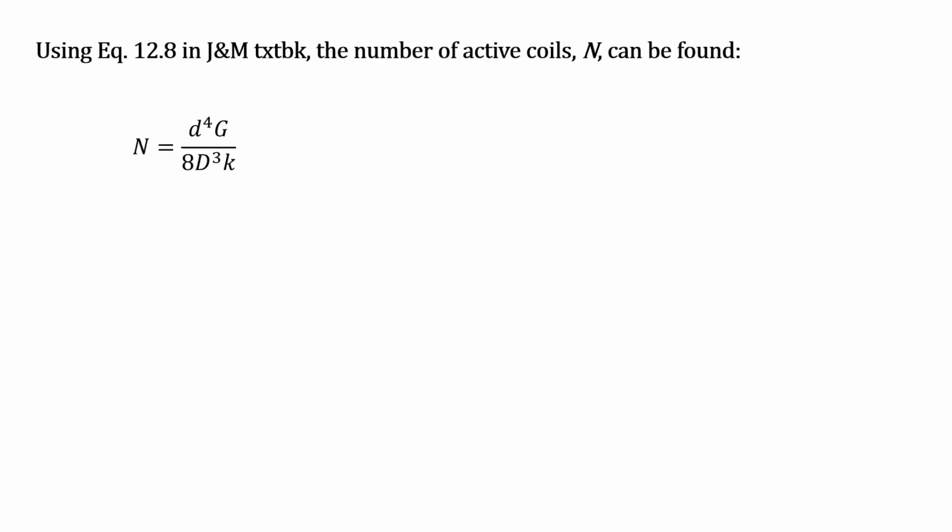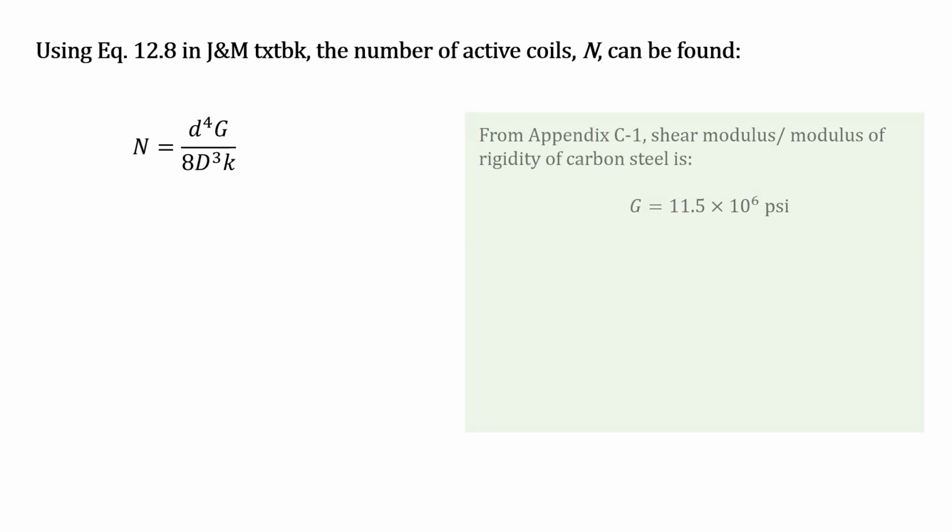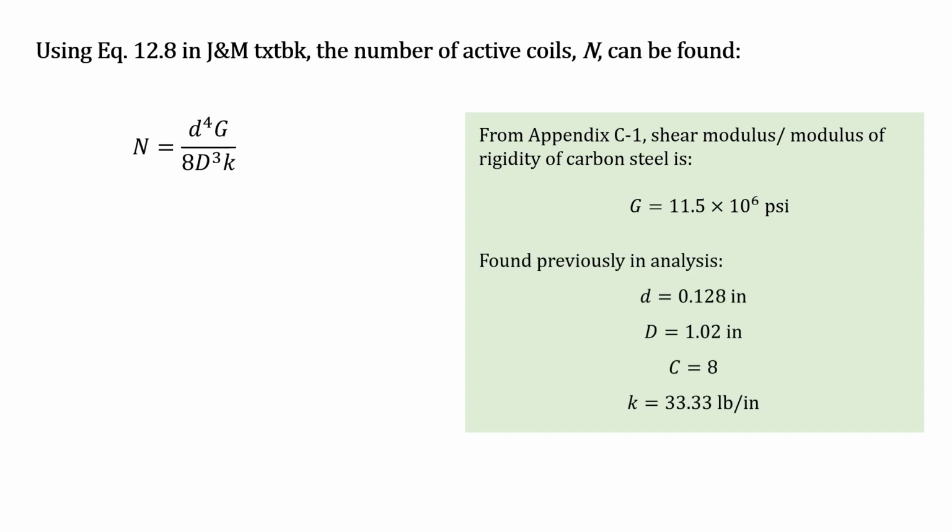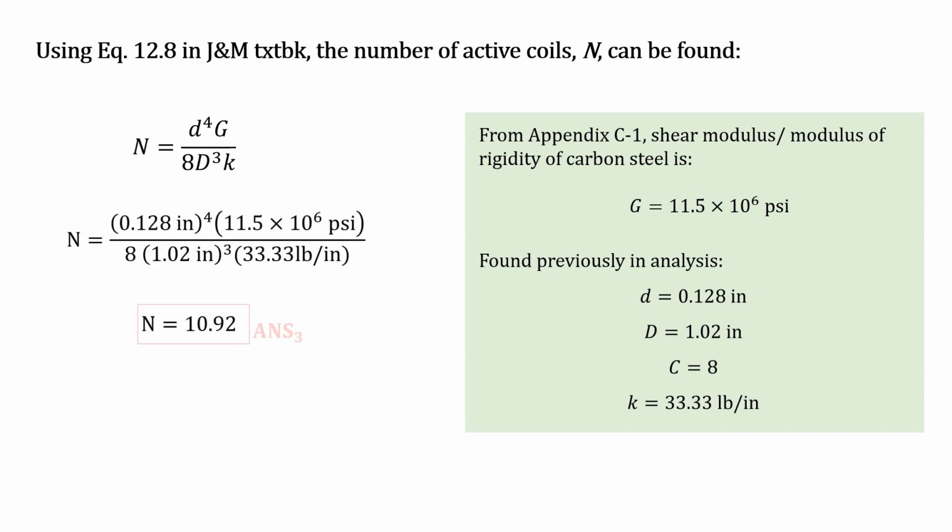So we can then find the number of active coils, and we're going to use equation 12.8 from your textbook to do that. So the only variable that we don't have in this equation is our shear modulus, or our modulus of rigidity. And if we look at appendix C1, we'll find that it's 11.5 times 10 to the 6 psi. And then we also have our variables that we've already found in the question that we're just substituting into this equation. So if we carry that through, we can find that the number of active coils is 10.92.